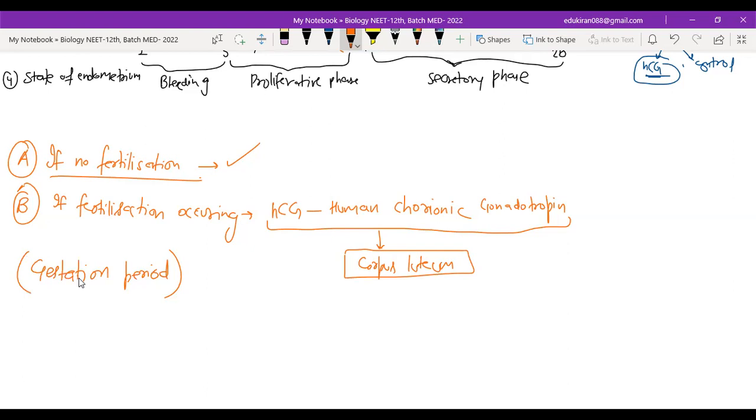So yes, the gestation period and pregnancy are the same. Pregnancy is a common word which we use, like the female is pregnant, she is undergoing pregnancy. Gestation period is a more biological term telling that it is the period in which the embryo is embedded inside the uterus of the female and developing. Okay, it's the same. Okay, sir.